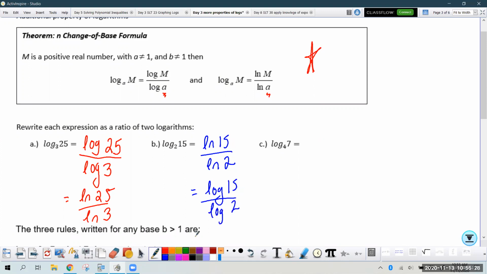All right, last but not least, we have log base 4 of 7. That would be log of 7 divided by log of 4, or you could say ln of 7 divided by ln of 4.